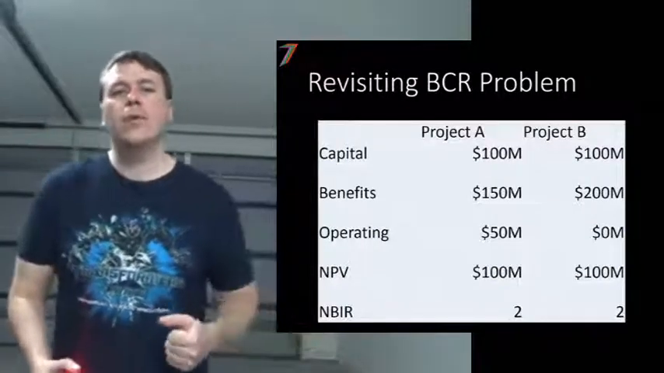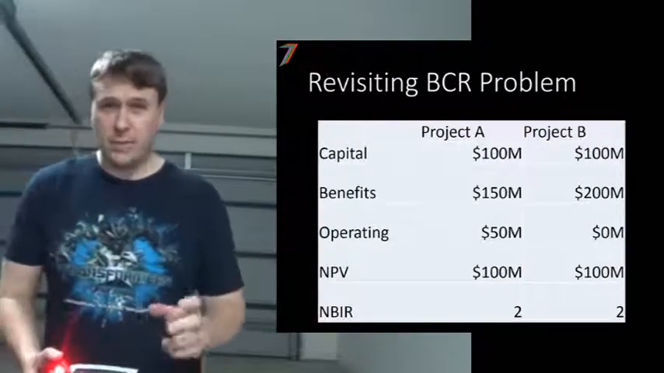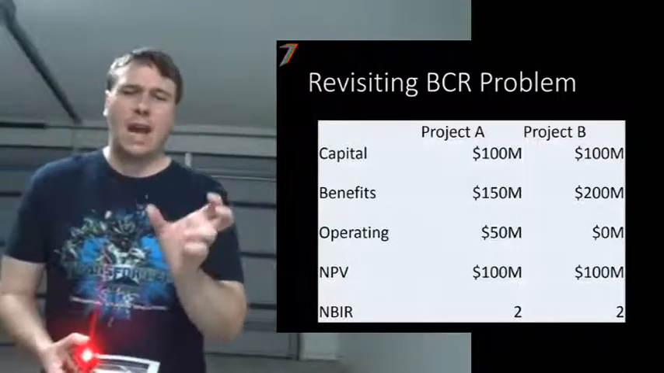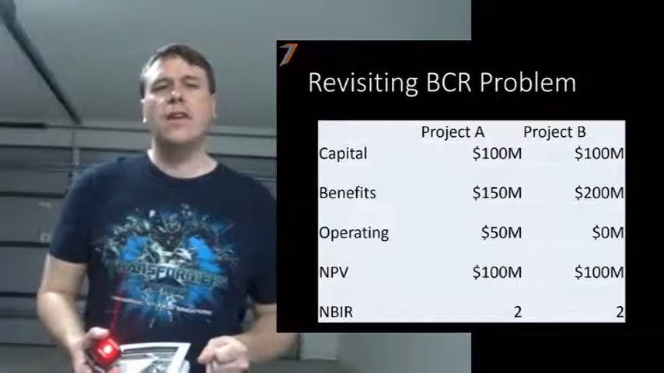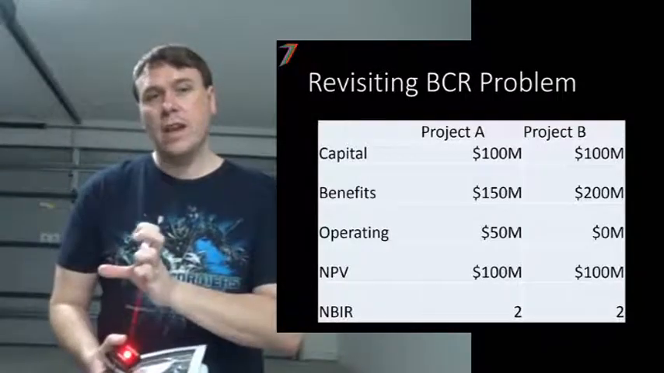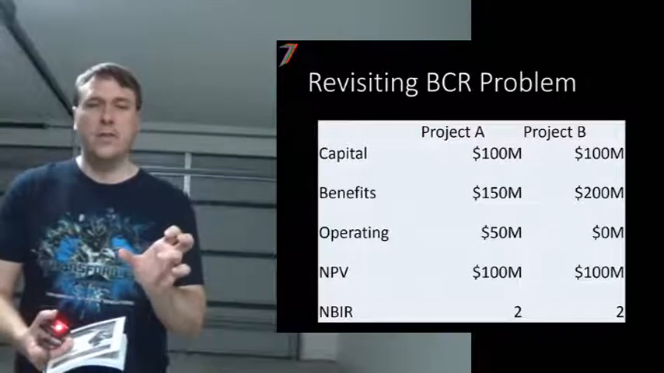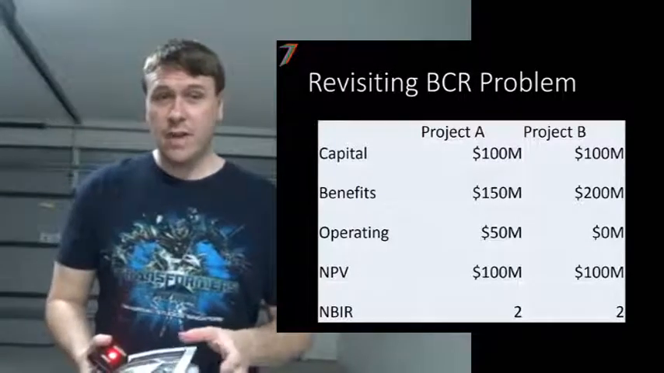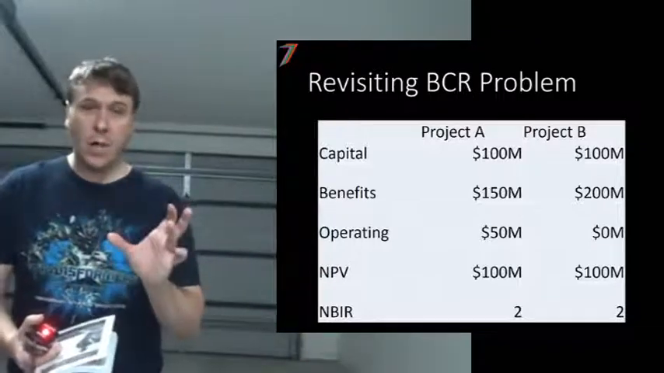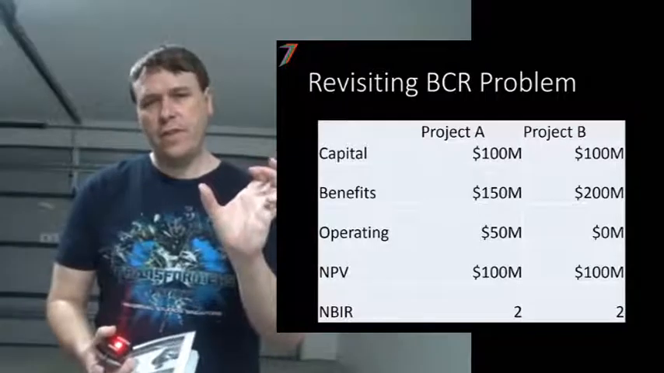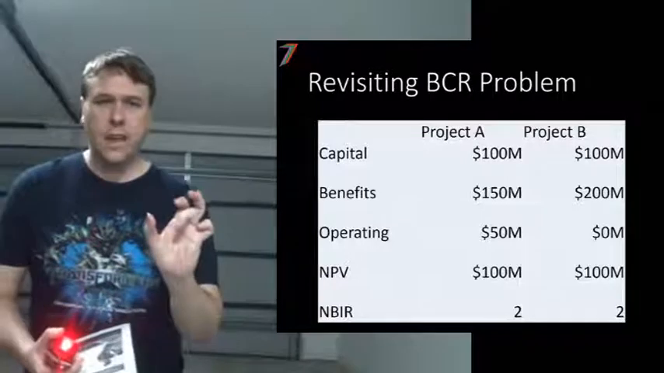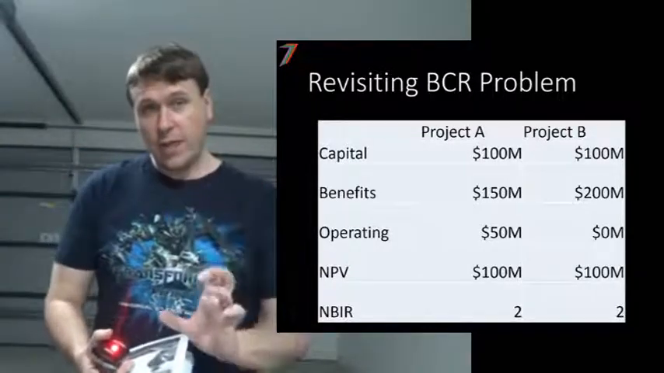Well, go back to the example. We're going to use net benefit investment ratio instead of benefit cost ratio for the problem I talked about earlier. So we have the same capital, your 100 million, and you've got your benefits for one project, 150 million, and the other one is 200 million. And you've got these operating cost savings of 50 million. Both of them produce a net present value of 100 million, and the net benefit investment ratio is actually 2 for both of those. Because you get your 150 million plus your 50 million savings in operating costs. This gives you 200 million, and you divide it by the 100 million, giving you an answer of 2.